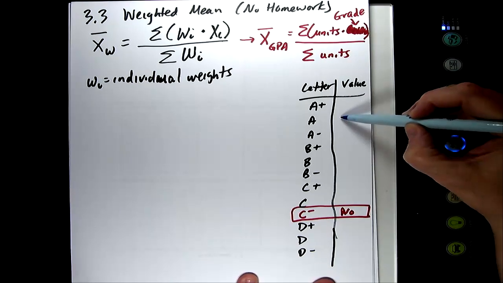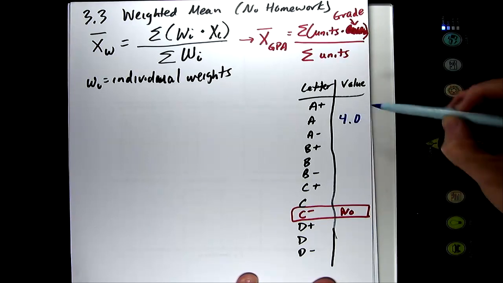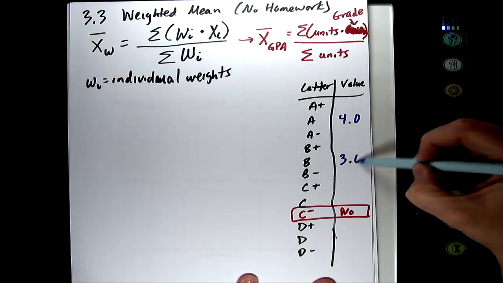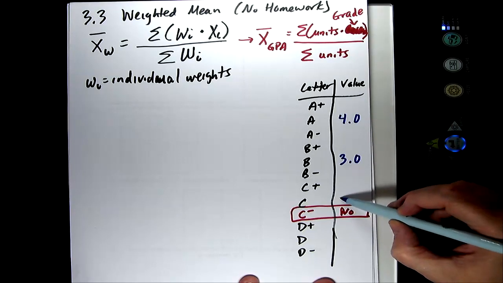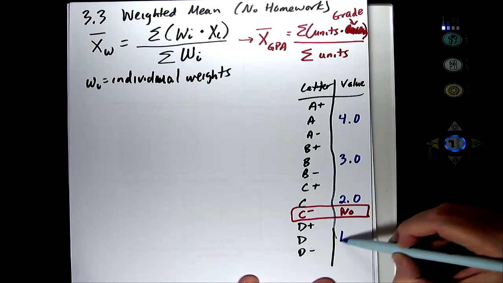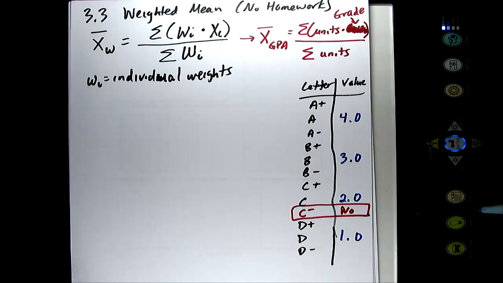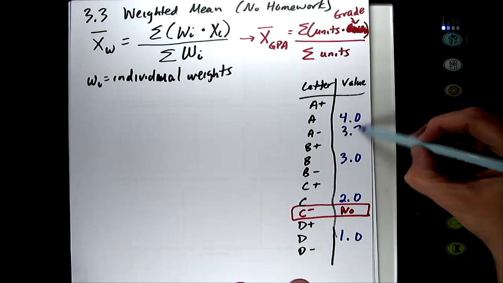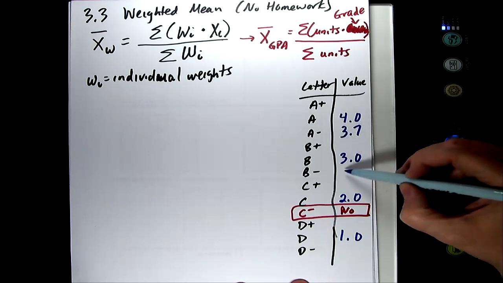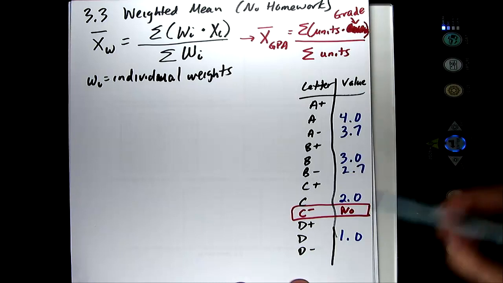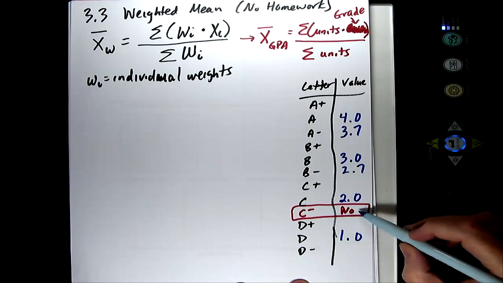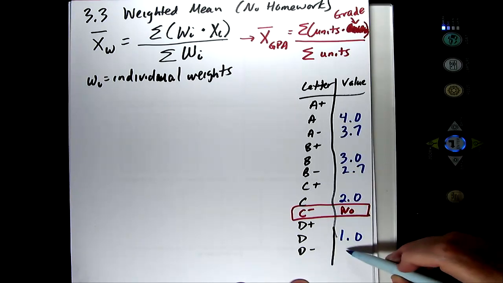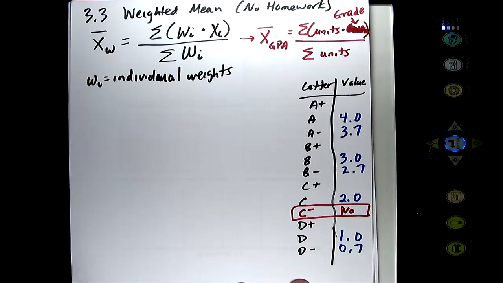All the whole letter grades are worth whole value points. A is 4.0, B is 3.0, C is 2.0, and D is 1.0. The minuses are all 0.3 lower than it. So we'll have a 3.7 and 2.7. And I can't do a C minus, so no 1.7, but the D minus is like 0.7.